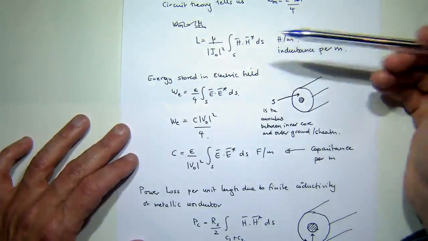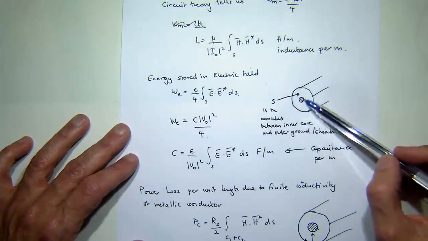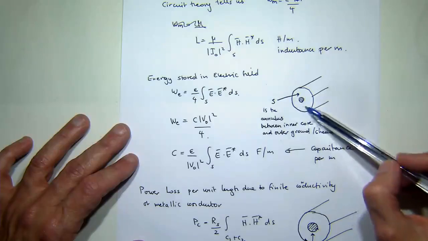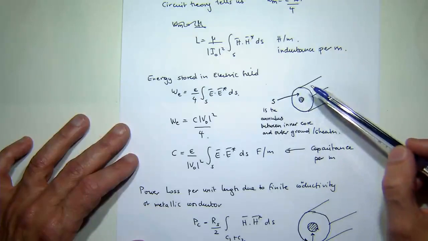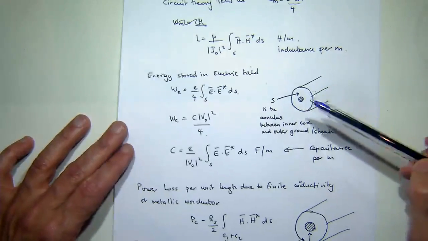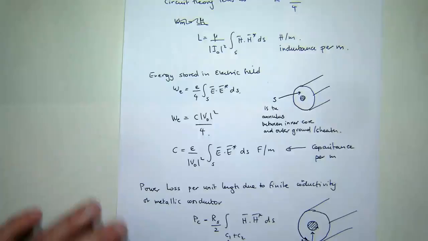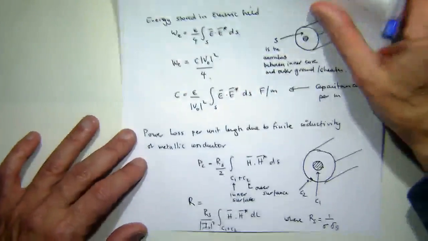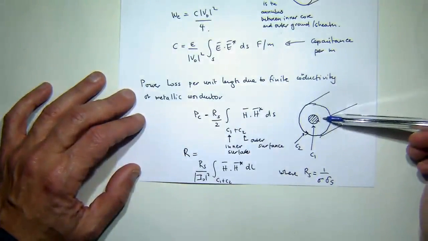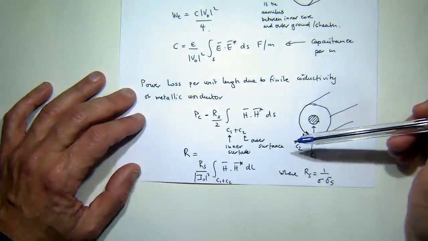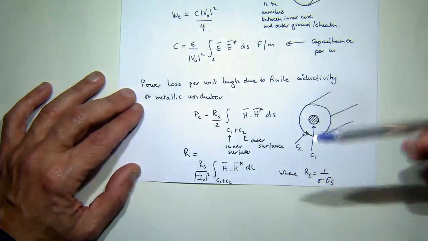Likewise, we can go through and calculate the energy stored in an electric field. So if you had a coax, you've got the core of the coax, the dielectric material here, and then the outer sheath, which is usually your ground. You can go through the process and calculate the capacitance per unit metre. And likewise, you can start working out what the resistive losses are going to be for this particular coaxial cable or transmission line or waveguide.